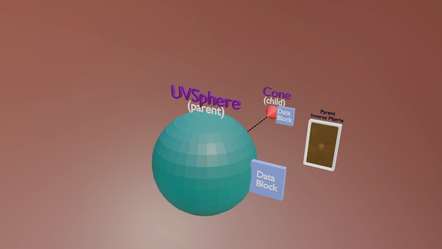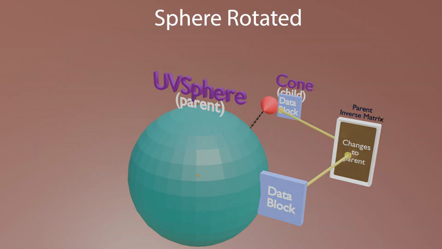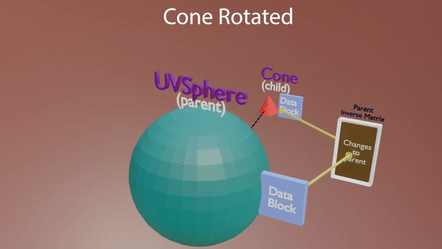This is used to relay any changes to a parent's position, scale, or orientation to the child object. These changes are used in combination with the child's own data block to have the child react to the parent's new state. Any further changes to the parent's state also modify the contents of the inverse matrix, which then results in changes to the child's state. When a child object is changed directly, the inverse matrix is unaffected, only the child's data block changes.